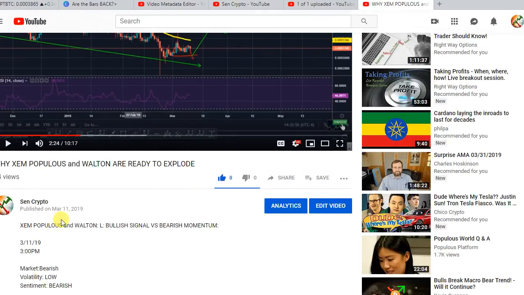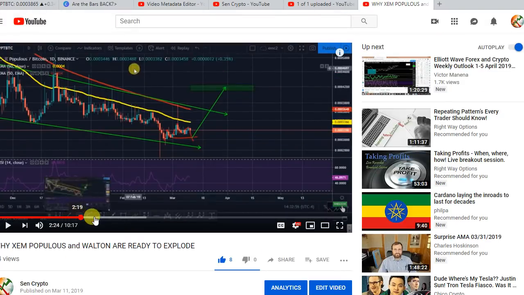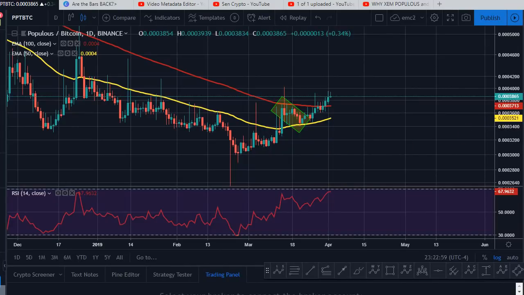That was March 11, almost 3 weeks ago. Our target was just about 40,000 sats. We already hit 40,000 sats, so that's why I'm updating the price right now. The current price of POPULOS is 38.65, almost 39,000. But we already hit 40,000 almost 3 days after I made that video. We hit 40,000, almost a 30% move to the upside.